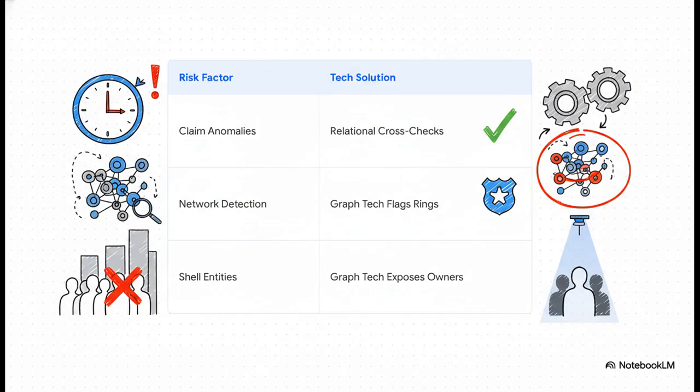An impossible claim, like a daycare billing for 30 hours in a single day, gets automatically flagged by the relational database. A hidden network of shell companies? Well, graph technology instantly spots that suspicious cluster and uncovers who the real owners are. Each risk has a specific tech solution working to stop it.